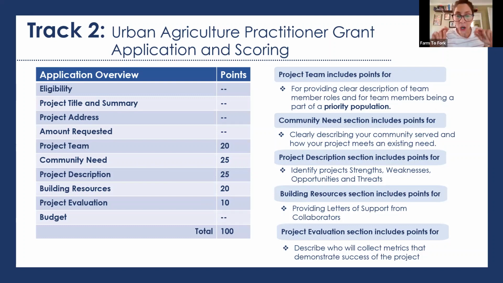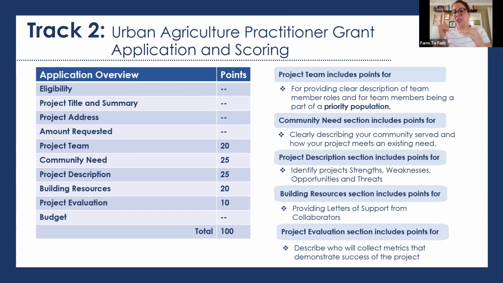No, because they are two separate questions. If I'm understanding you, Hannah, when you're describing your project team, which you can see here has a total of 20 points, that's where you're going to be discussing the people who are working directly in your project, contributing to meeting the objectives and goals of your project. And in those descriptions, you'll say, team member A is a member of this priority population, and then you can describe that.